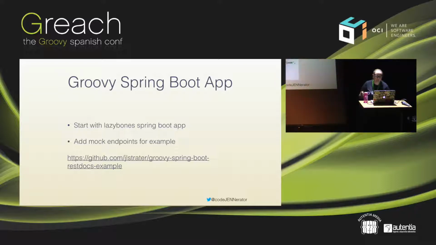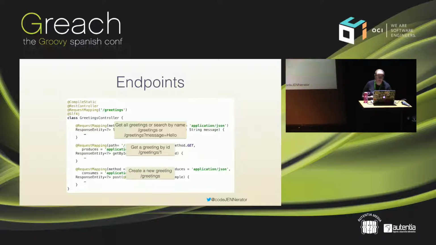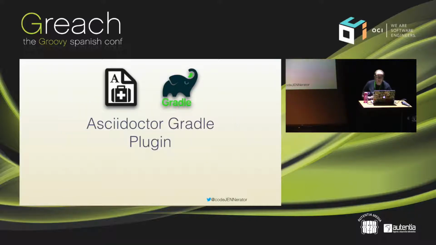So this is a little bit of what it looks like. We have a resource that's greetings, and then you have a sample GET request, a GET by ID, and a POST. I am going about this a little bit backwards. If you're doing TDD, you of course start with your tests first.